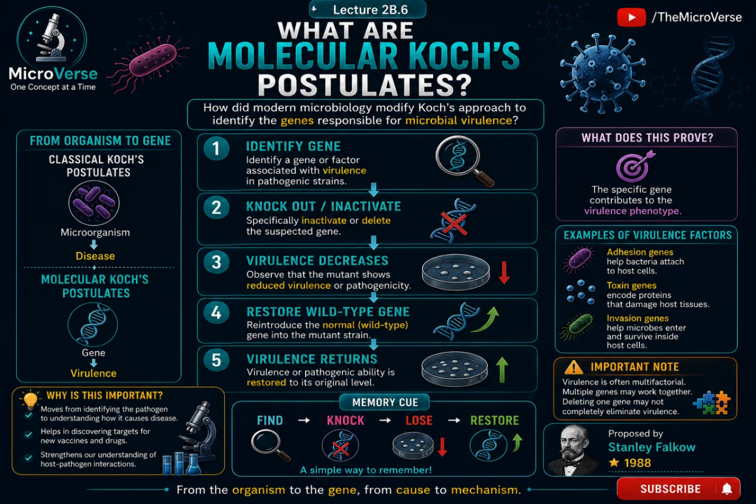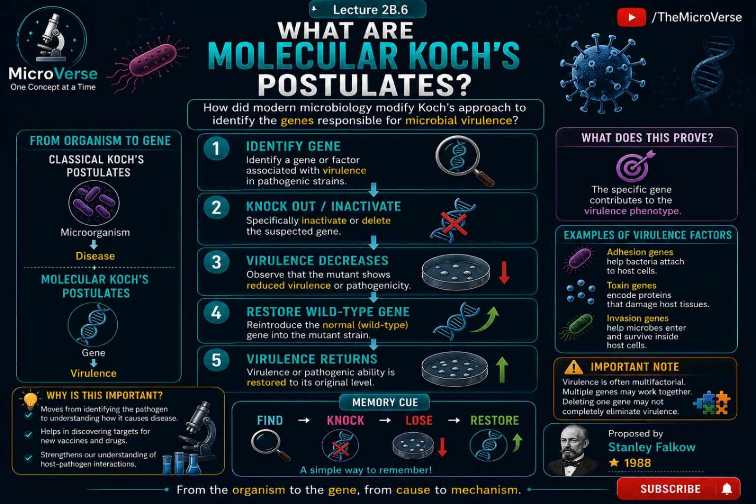So why is this important? This approach allows researchers to move from simply identifying pathogens to understanding how pathogens cause disease at the molecular level. It helps scientists investigate important features such as adhesion, invasion, toxin production, and immune evasion. These are examples of microbial properties that can contribute to pathogenicity. The molecular Koch postulate therefore became an important conceptual framework for studying microbial virulence and host-pathogen interaction.